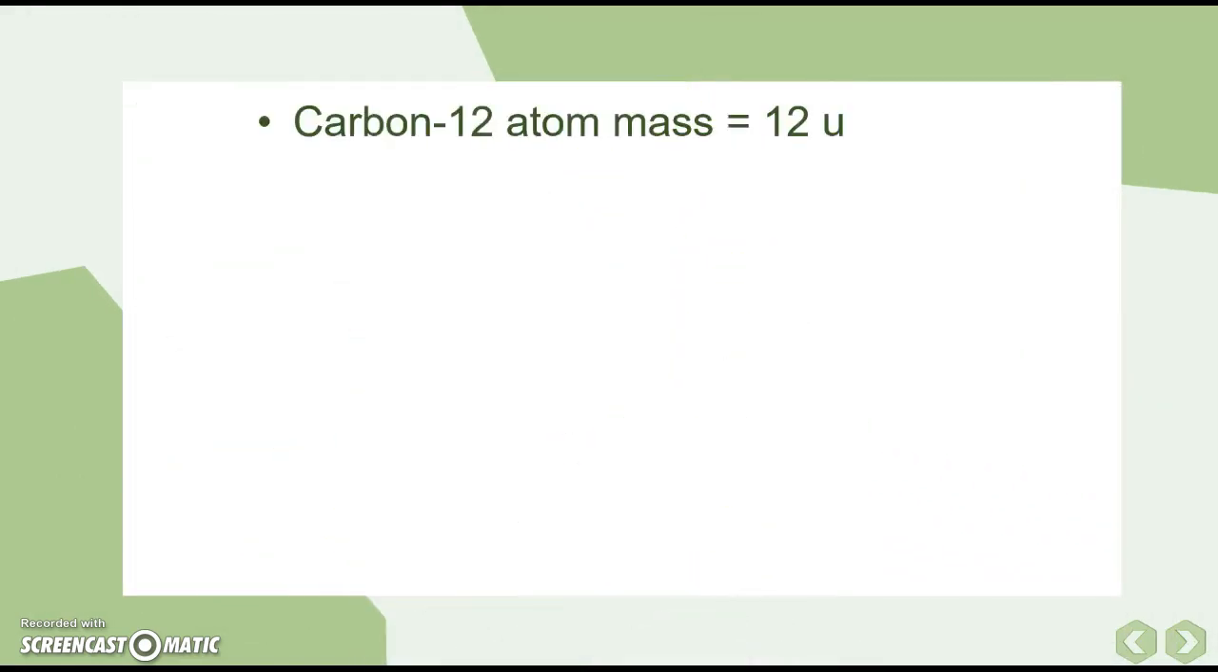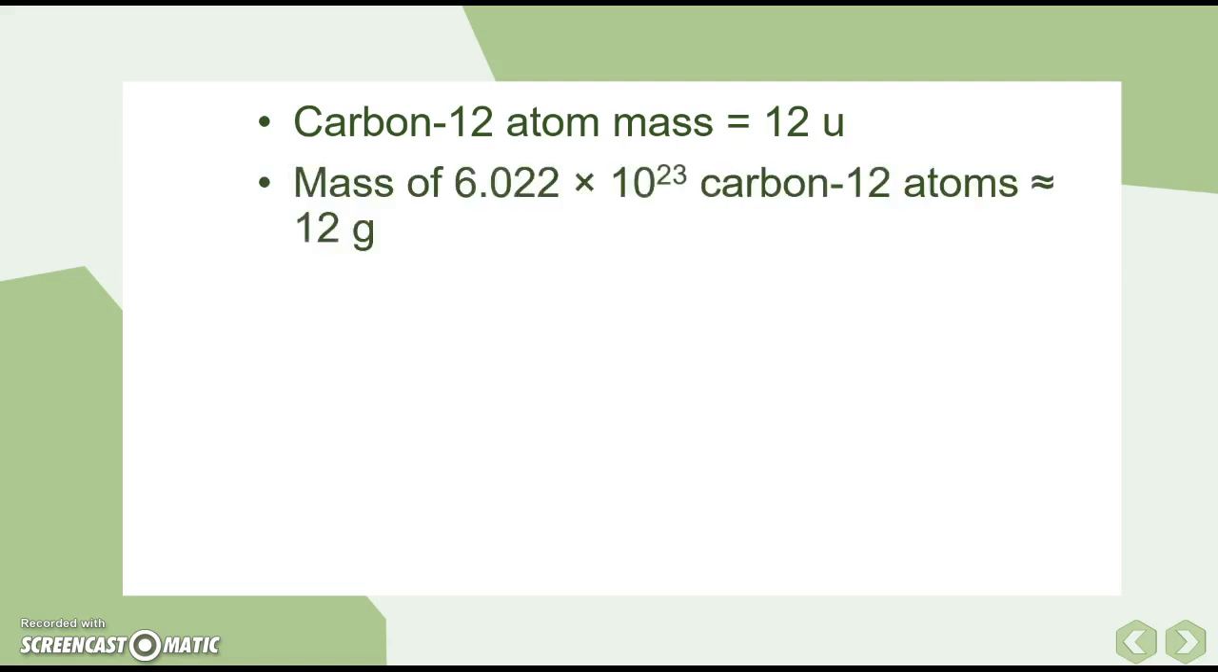So let's do another quick example here. Carbon 12, which is the most common kind of carbon, its atomic mass is 12 AMUs, because it has 6 protons and 6 neutrons, and so the mass there is 12 AMUs of one atom of carbon. But again, that's not practical to measure out.